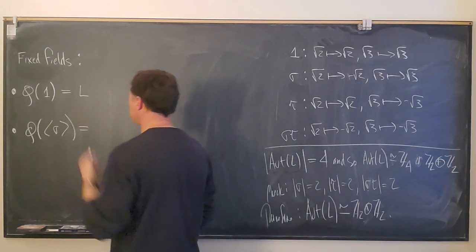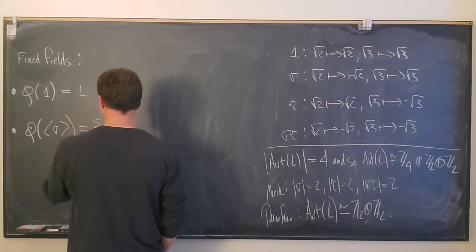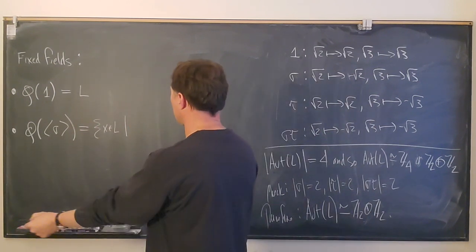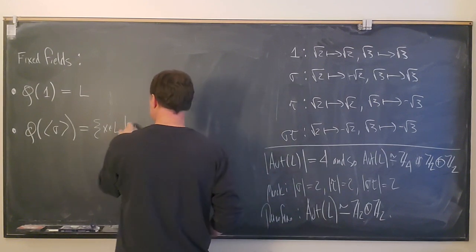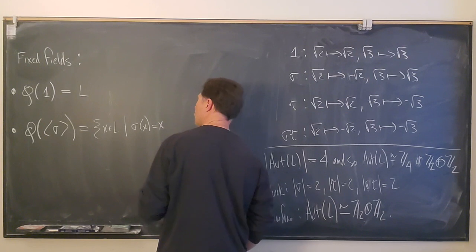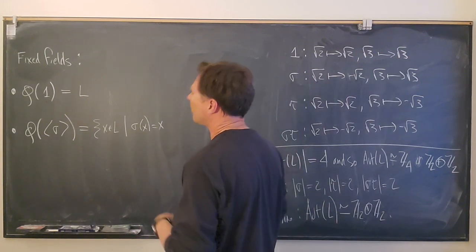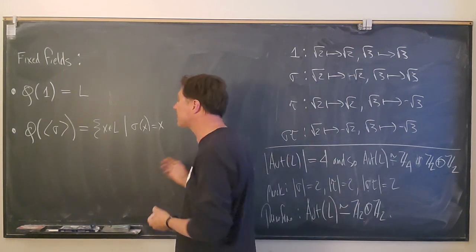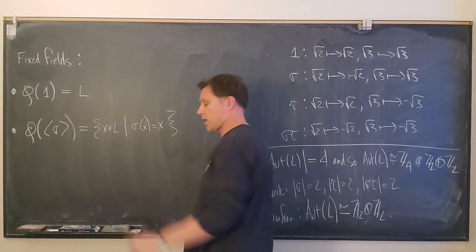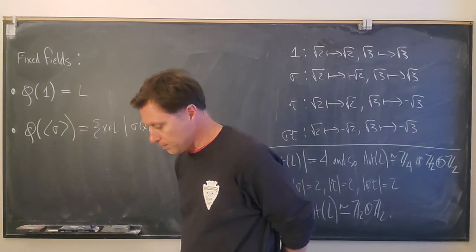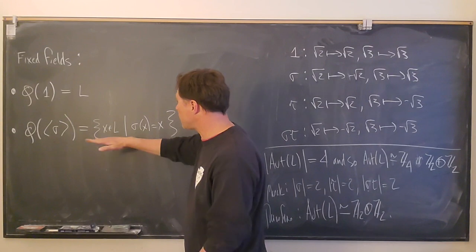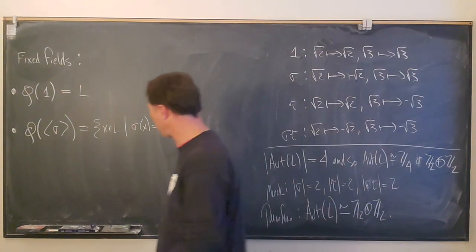All right, so what would this mean? Well, this is going to be the set of all x in L such that sigma of x equals x. For a technical guy, I have to say for all sigma in this group, but of course it's just the identity and sigma, so I can close it off right there. Okay, so let's see who it is. Let's see which elements are fixed.